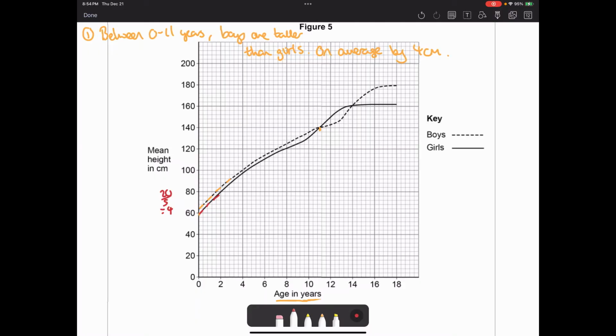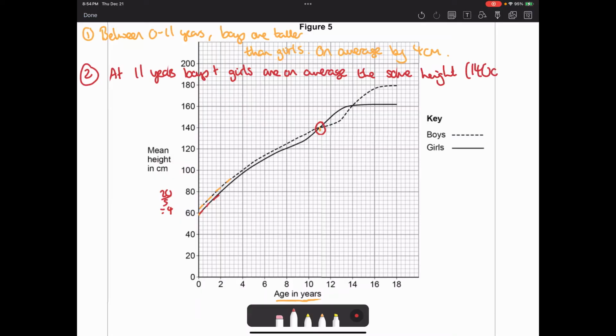Okay, so I can clearly see for this whole length of time that boys are slightly above the girls. And that would probably get me 2 points there because I've said my point and I've supported it with data. What I can then say is where they then cross over. So at 11 years, boys and girls are on average the same height, and then I would say what exact figure that is, which is 140 centimetres.